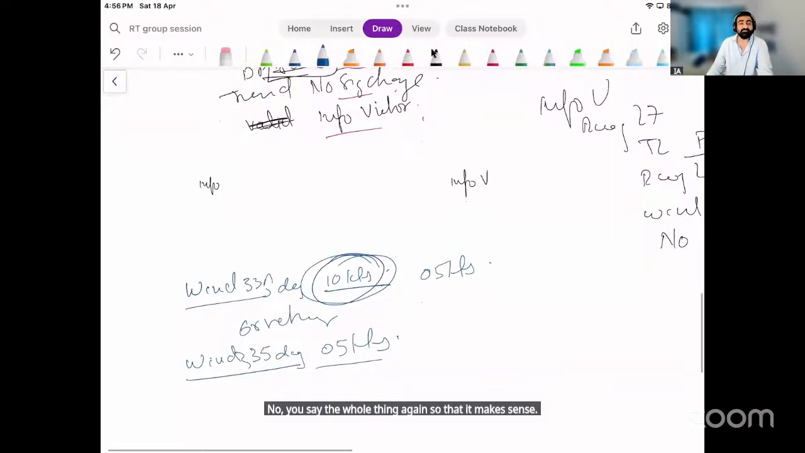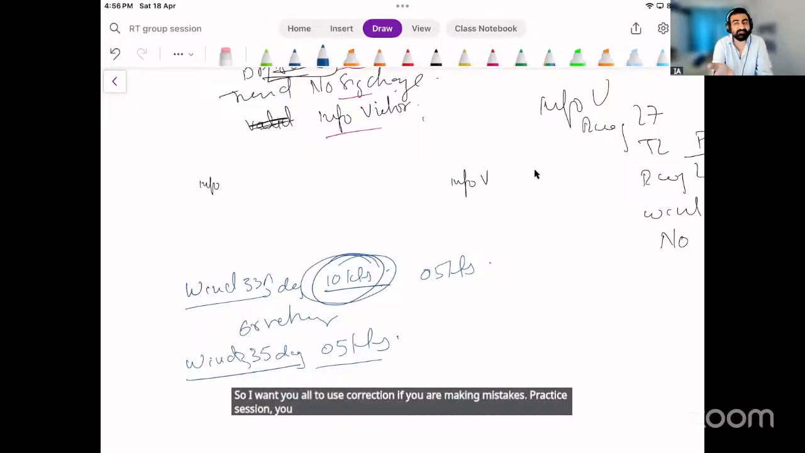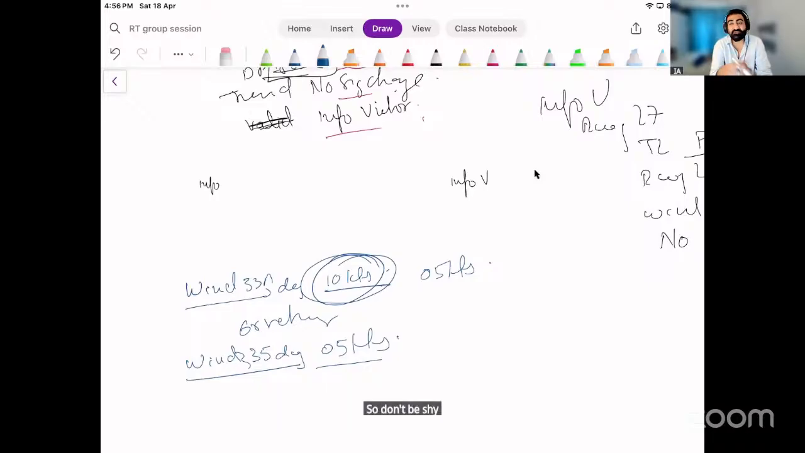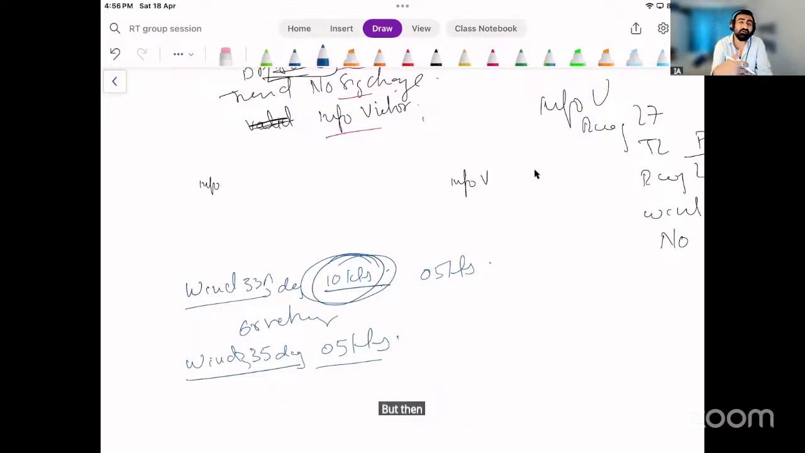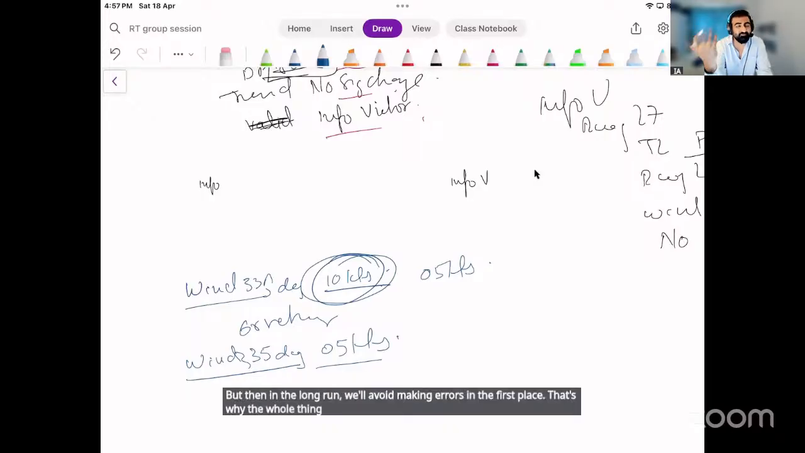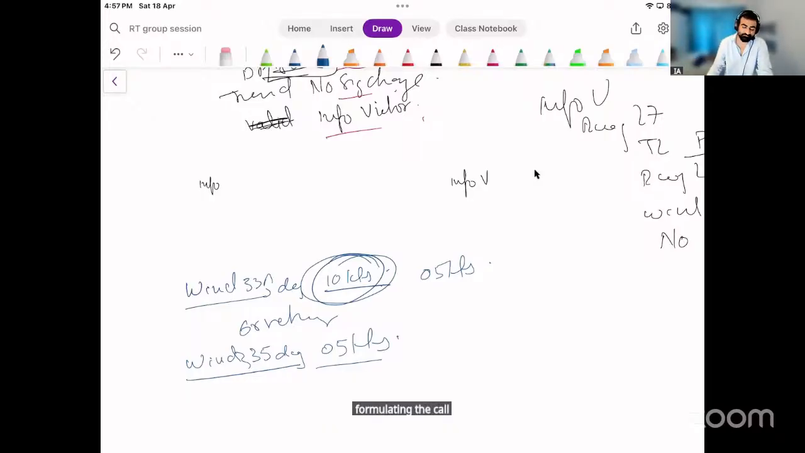Remember this, I have discussed this many times. I am seeing today that not everyone is using correction. So I want you all to use correction if you are making mistakes. In a practice session, you can use as many corrections as you want. So don't be shy. At least use it where it's necessary. If you're making 5 errors, then use correction 5 times. But in the long run, we'll avoid making errors in the first place. That's why the whole thing of formulating the call in mind.